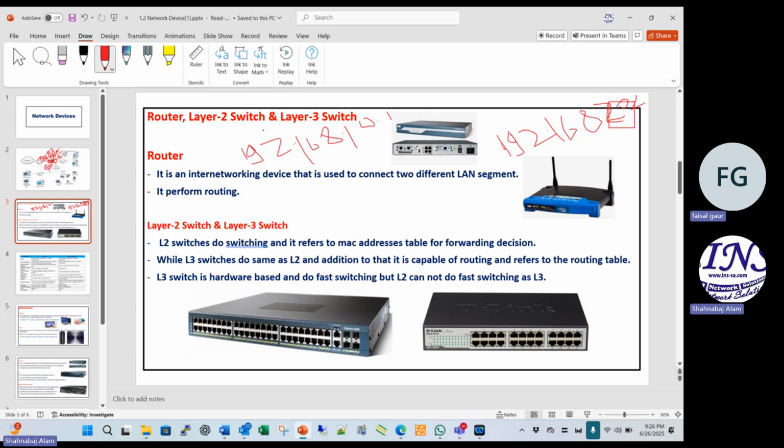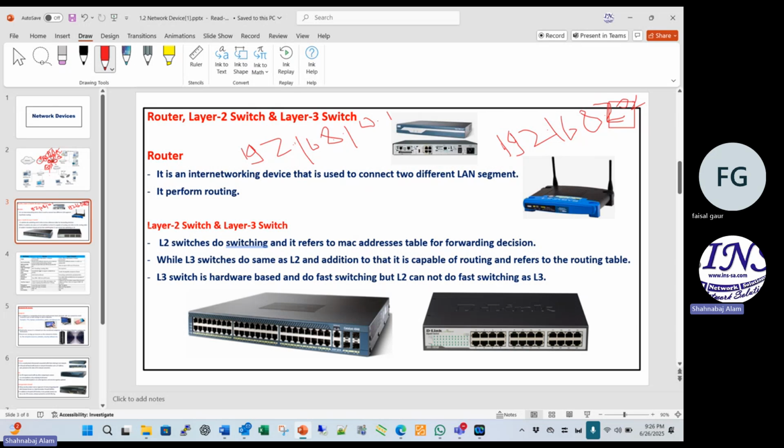We could not configure routing on a layer 2 switch. There is no feature to configure layer 2 routing. There is no feature to perform routing on the layer 2 switch. So I think you are clear on the working principle of routers and the work of the router in the network environment. Understood? So we can go to the next step.